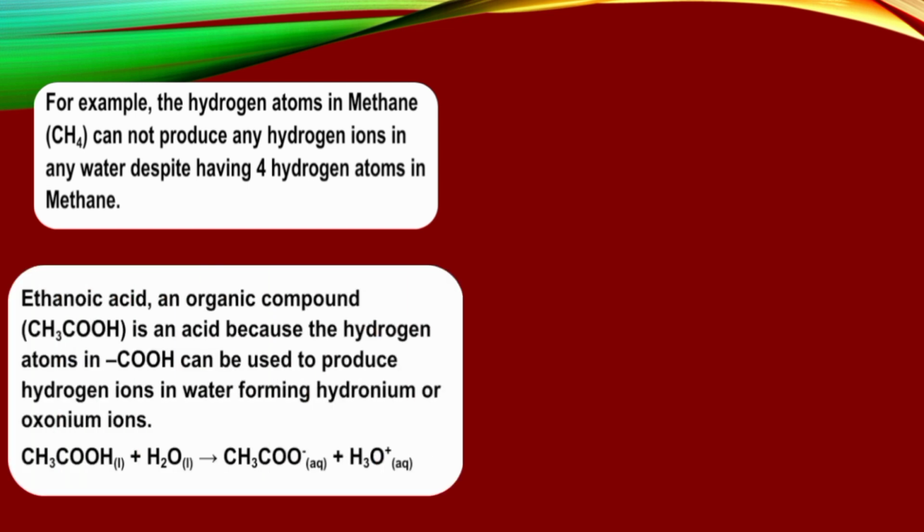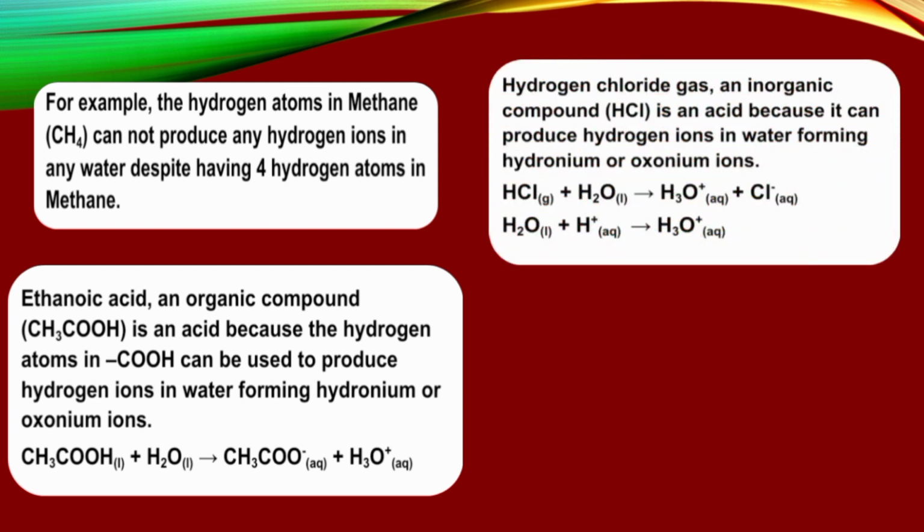But we have ethanoic acid. Yes, we call it ethanoic acid. It is an organic compound just like methane, and it is able to produce hydrogen ion when it dissolves in water, so we call it an acid. The same goes with hydrogen chloride gas. Hydrogen chloride gas is a typical acid because when it dissolves in water, it is able to produce hydrogen ion as the only positive ion, as you can see on the screen. The hydrogen ion will dissolve in water to give us hydrozonium ion or hydronium ion or even ozonium ion.